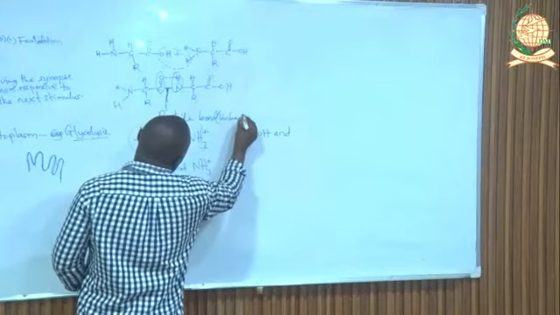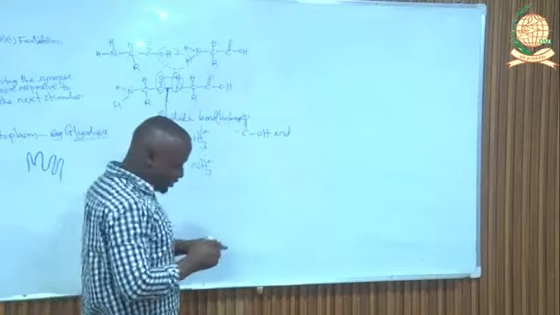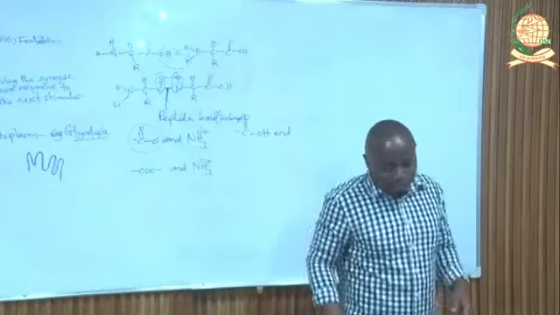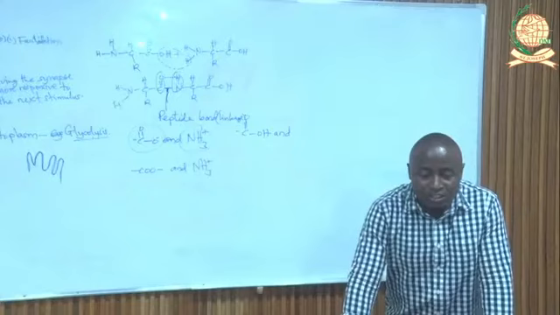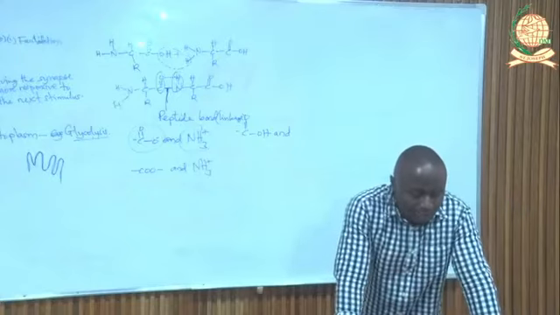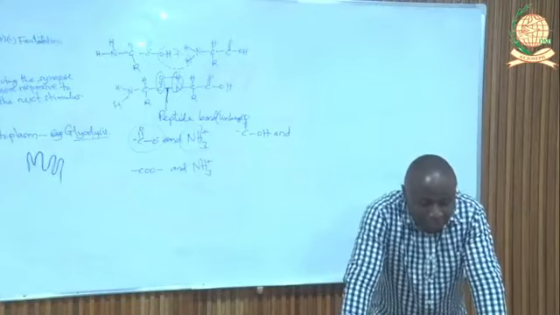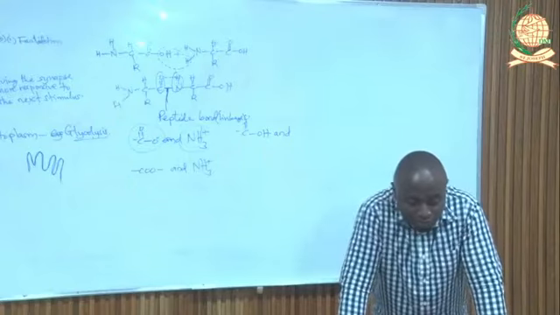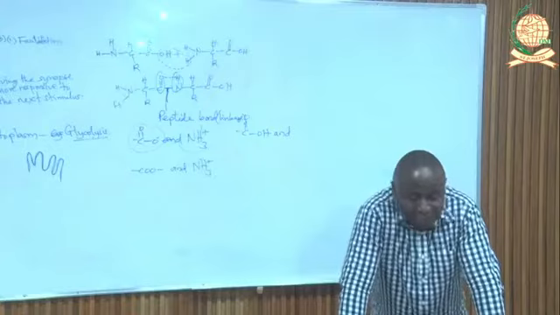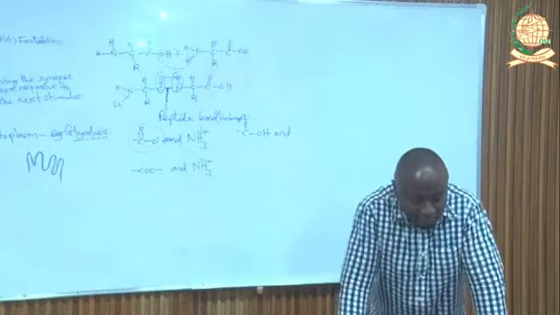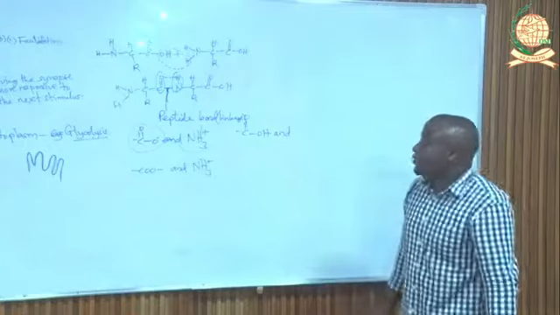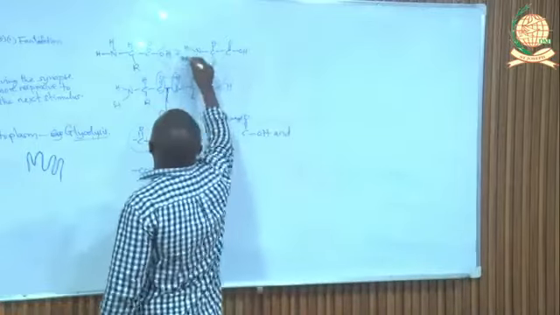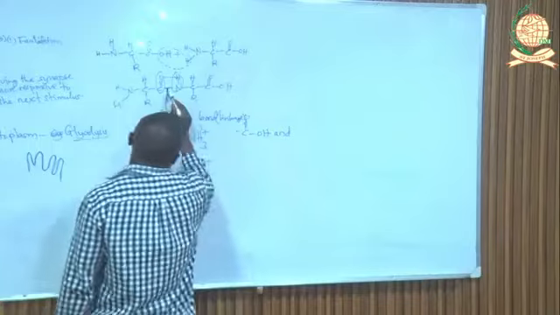So the peptide bond is a bond between the carboxylic group of one amino acid and the basic amino group of another amino acid. It's the bond between this group and this, which results into this one.